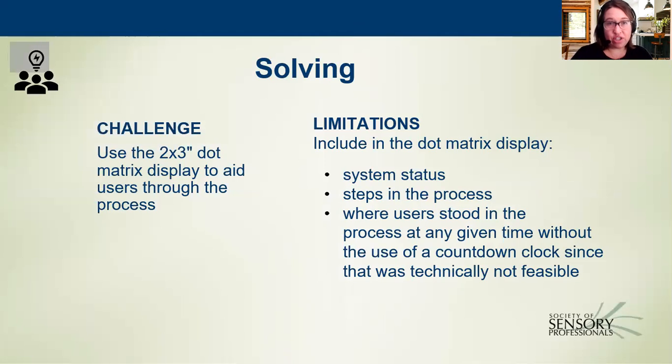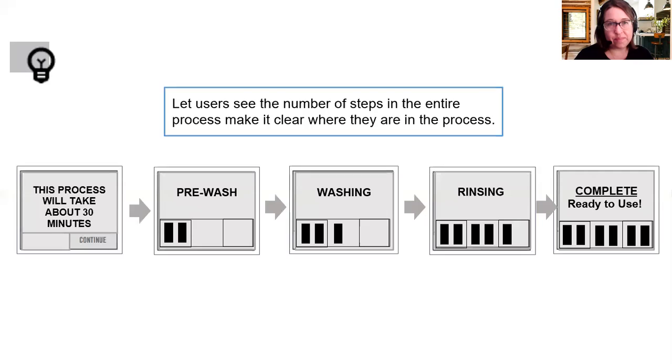So what was our challenge here with the UX research? It was to use this dot matrix display to aid users through the process. And we needed to include a system status, steps in the process, and also allow users to know where they stood in the process at any given time without an exact timing, since that technically wasn't feasible.